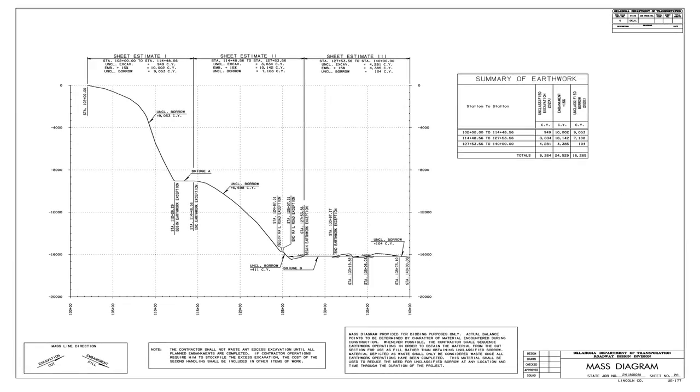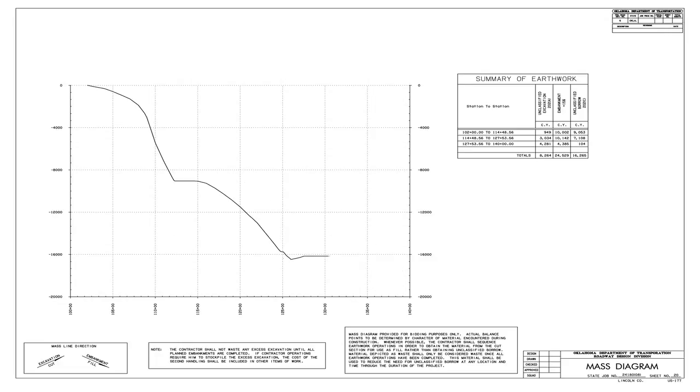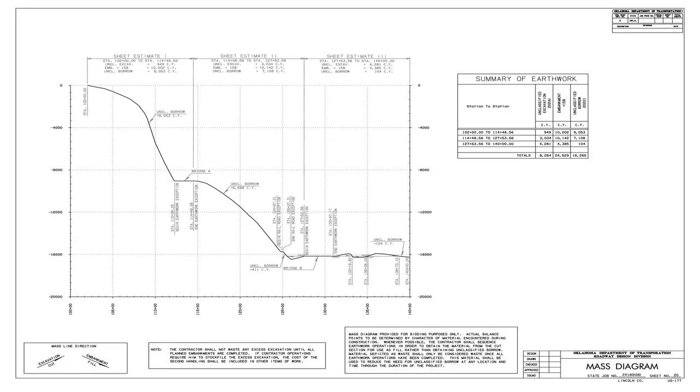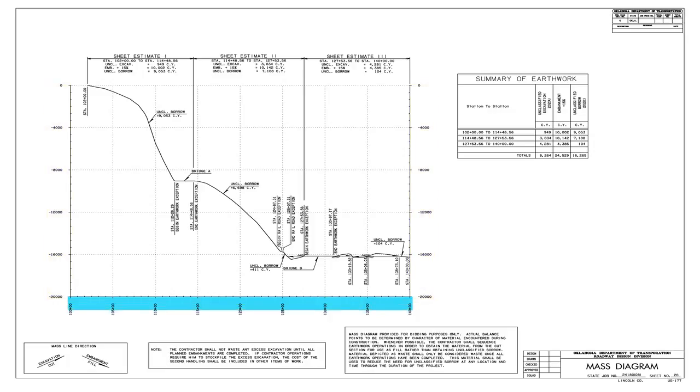The mass diagram sheet represents an algebraic summation of accumulated earthwork. Basically, it's a line graph showing the cubic yards of unclassified excavation, cut, and embankment, fill, needed to complete the project. This graph makes it clear to the contractor as to when and where material is or isn't available. The graph is measured in cubic yards and stations.